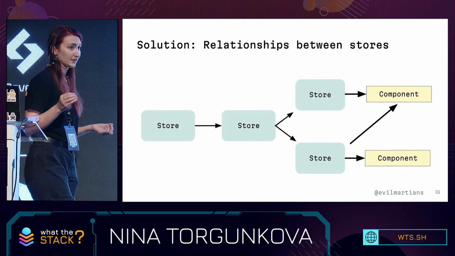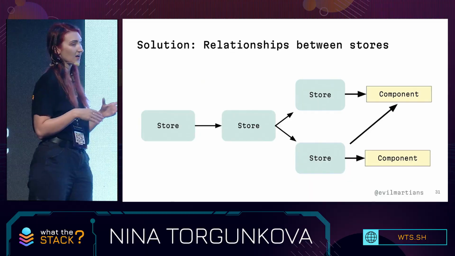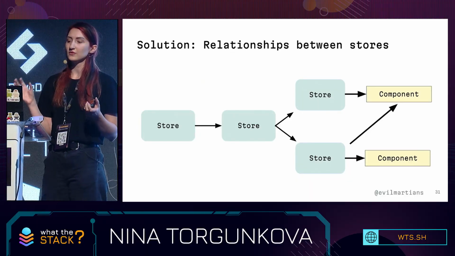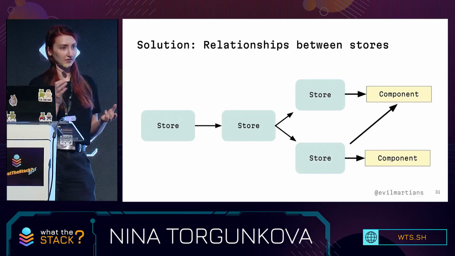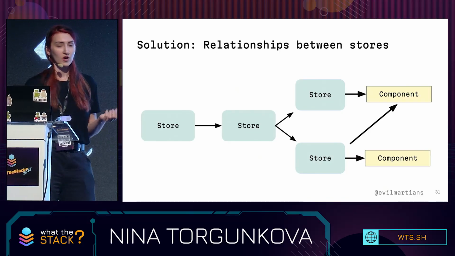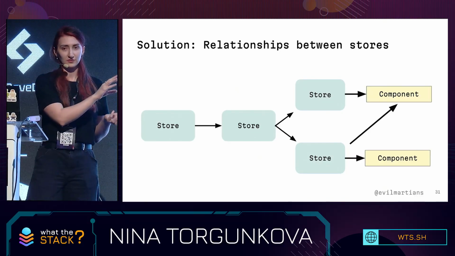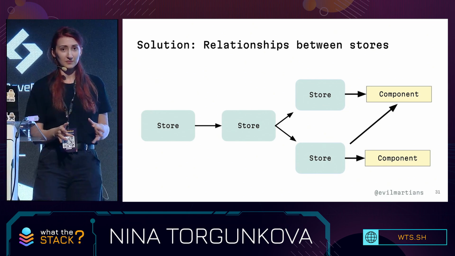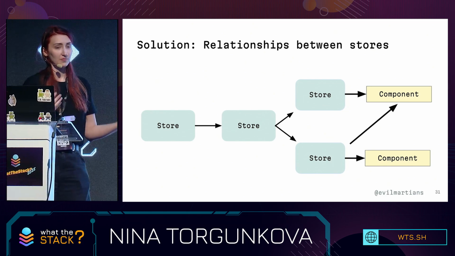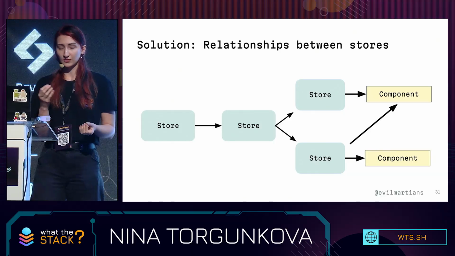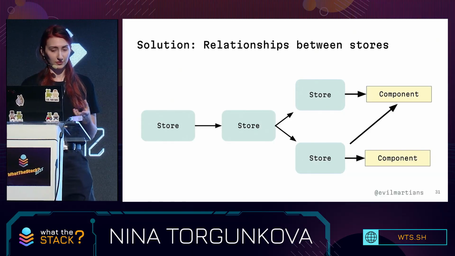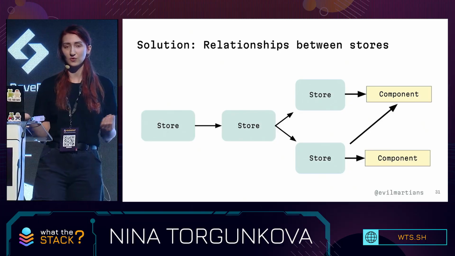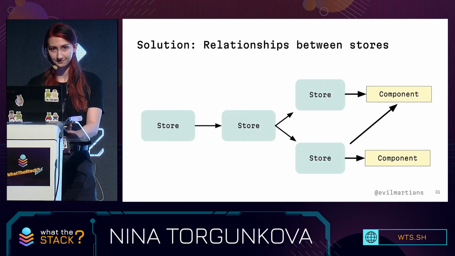The solution here is simple. We want to allow not only components to subscribe to store changes, but also stores to subscribe to other stores' changes. So when a value inside one store changes, all dependent stores will be automatically notified about this change, and also components that use all of these stores. So we will just update everything through a chain of reactive computations.